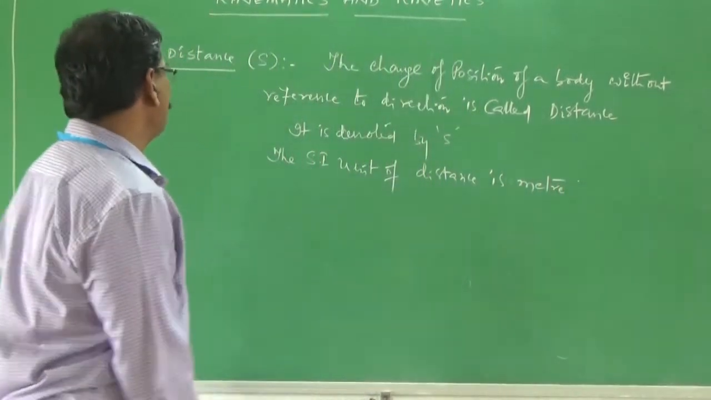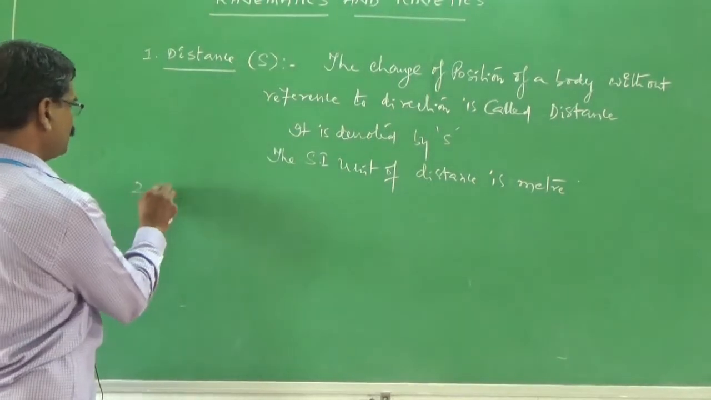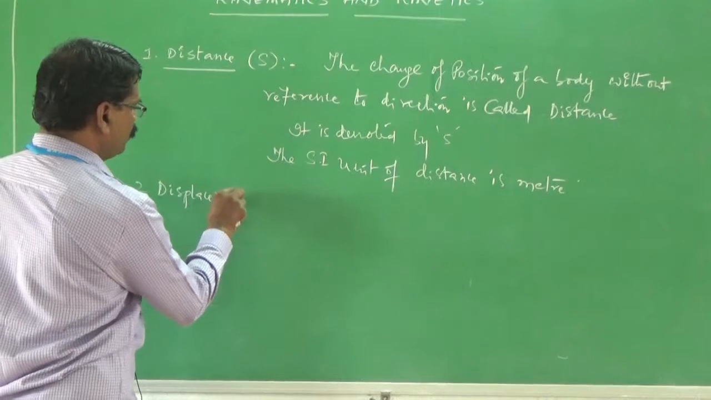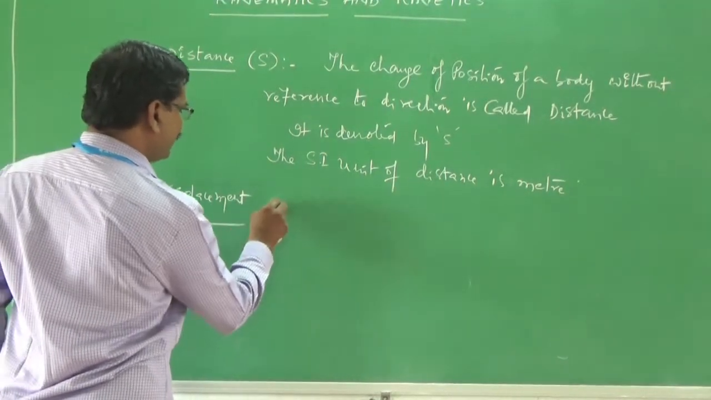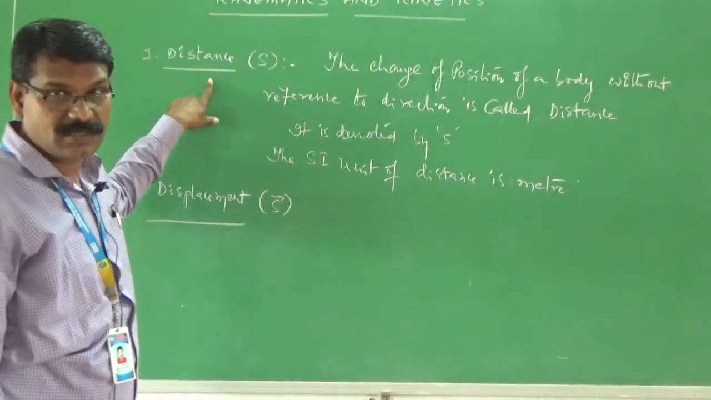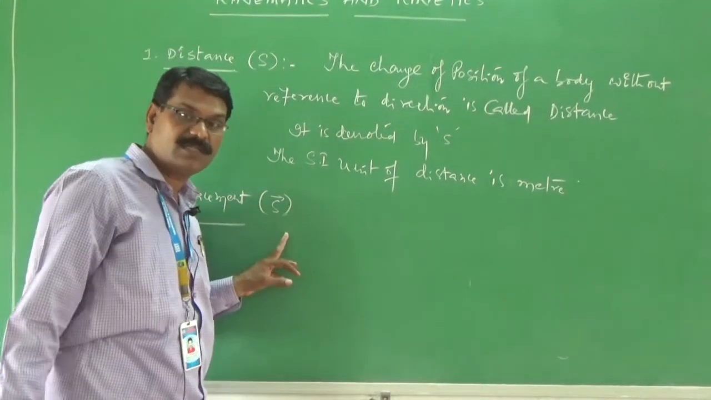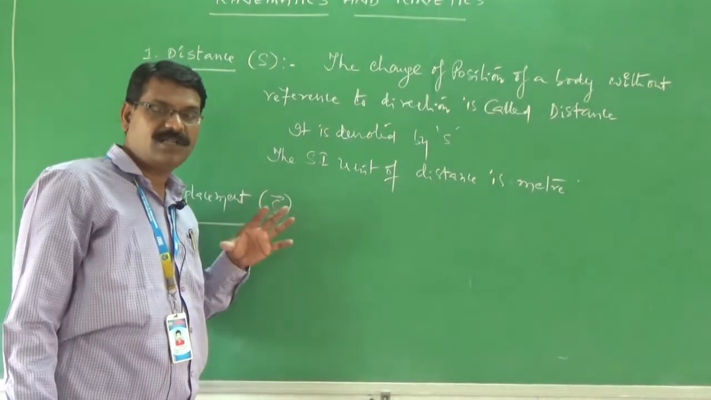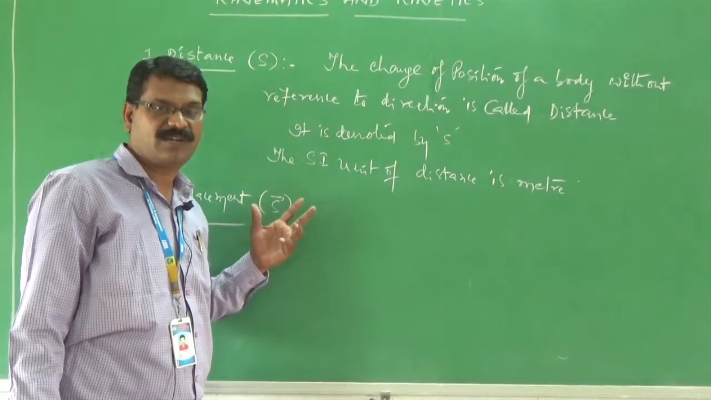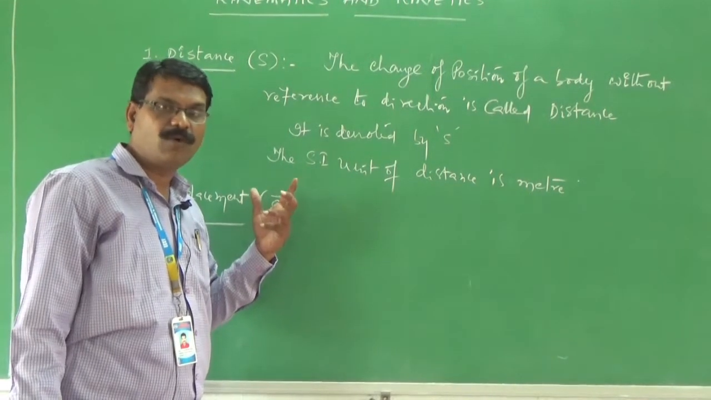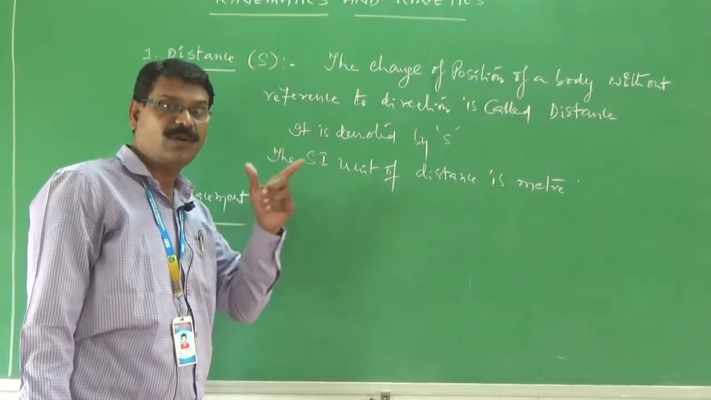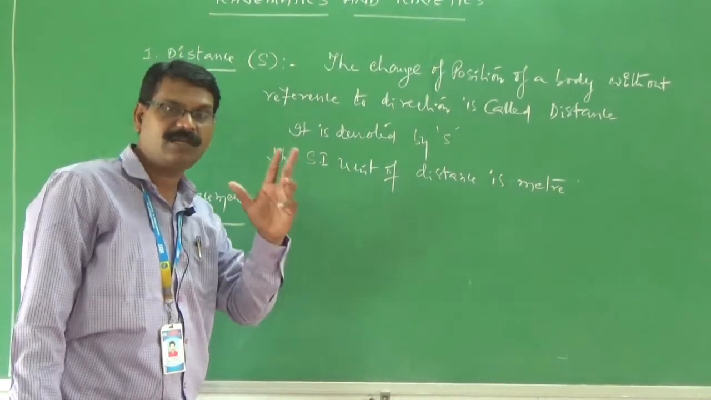The second definition is displacement. Displacement is denoted by S bar. Strictly speaking, distance S is a scalar quantity, displacement S bar is a vector quantity. Let us see the difference between vector and scalar. When do we say that a physical quantity is a vector? A physical quantity that has both magnitude and direction, we call it a vector, and a physical quantity possessing only magnitude but not direction, we call it a scalar.